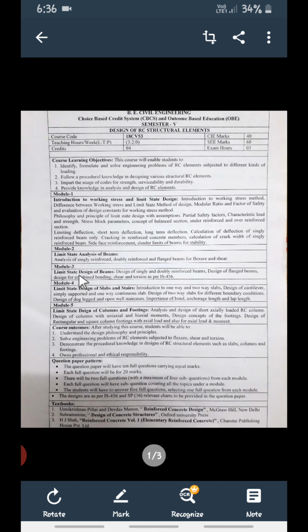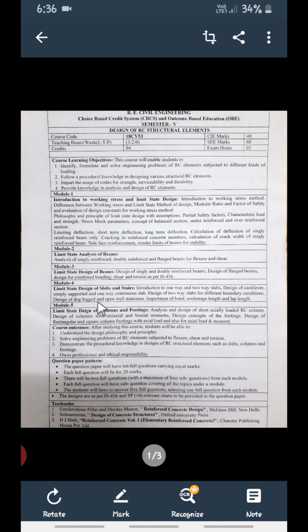In module number 3, again we're going to design these beams. Whatever analysis you have done in module number 2, in module number 3 the same design will be done now. So that is design of singly reinforced beam, design of doubly reinforced beam, design of T beams. That is module number 3.